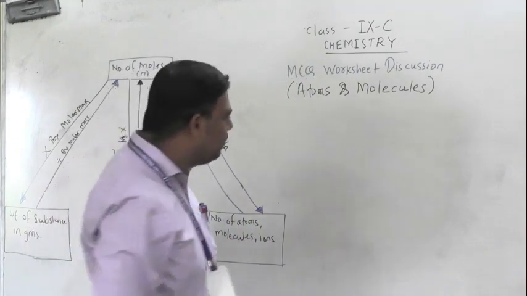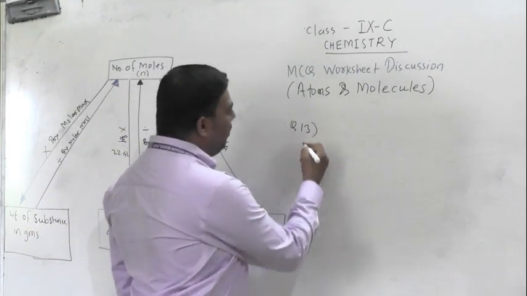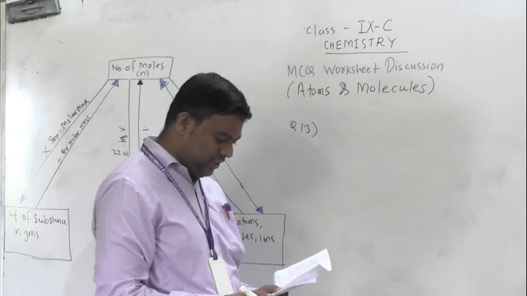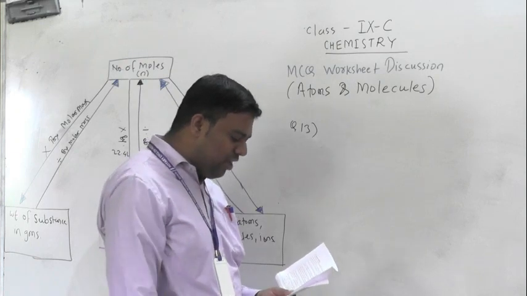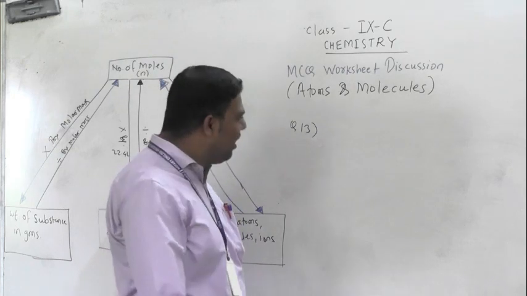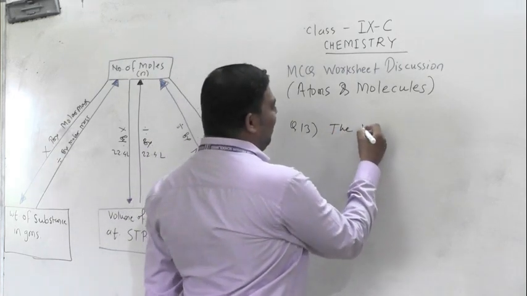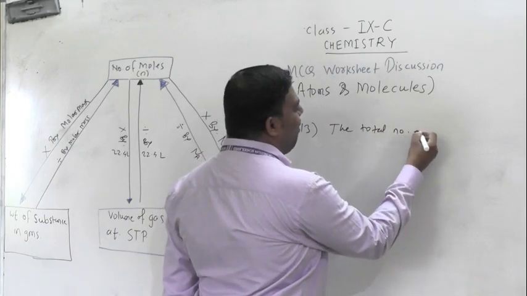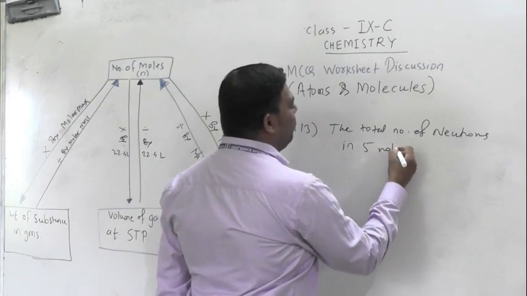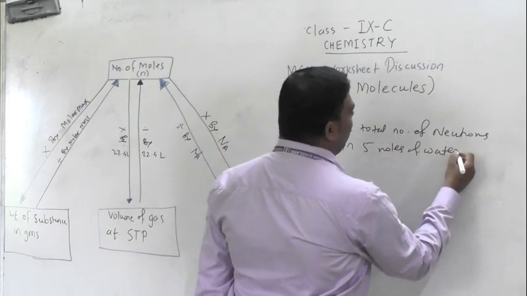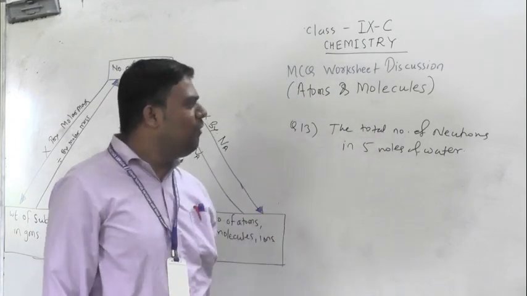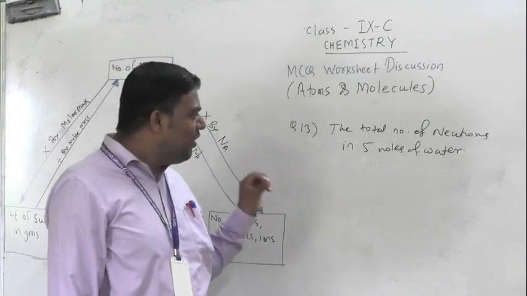Okay. So here, question number 13. What will we calculate? The total number of neutrons in 5 moles of water. Okay, in 5 moles of water. So see here, the total number of neutrons in 5 moles of water. Okay. So see here, the total number of neutrons in water.